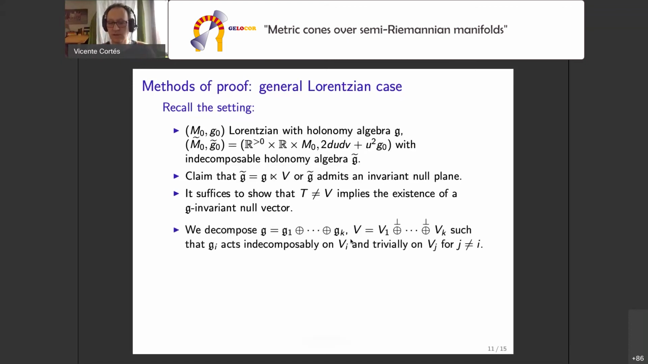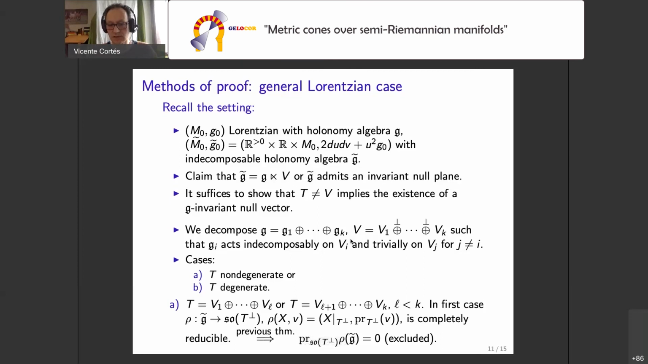I will just summarize this very briefly. We decompose our algebra into a sum of indecomposable ones. This is a generalization of the Lie algebra theorem, which is used here. And then there are two cases: either this translation ideal is non-degenerate or degenerate, and for each case we have a different kind of proof. In one case, we can again use the previous theorem, the completely reducible case. This applies when this non-degenerate subspace is of Lorentzian signature. In this case it can be excluded.